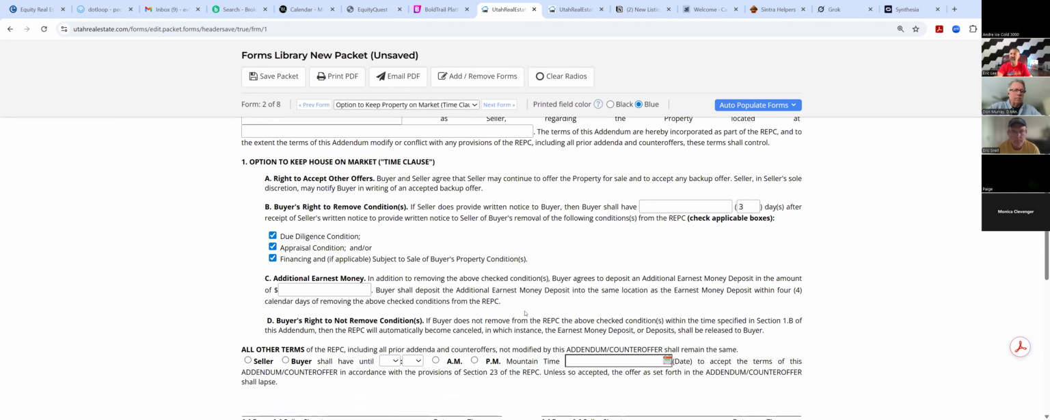Now, if I wanted to make this even tougher, in addition to removing the above check conditions, the buyer agrees that they're going to deposit additional earnest money of, maybe I ask for an extra $2,000 or something like that, an extra $10,000. It all depends on the price of the home, size of the home. But they're going to add additional earnest money deposit. And again, if I've checked all of these conditions, then this earnest money is effectively non-refundable. They don't get it back if they do not perform, right? That gives them another 4 calendar days to put that in there.